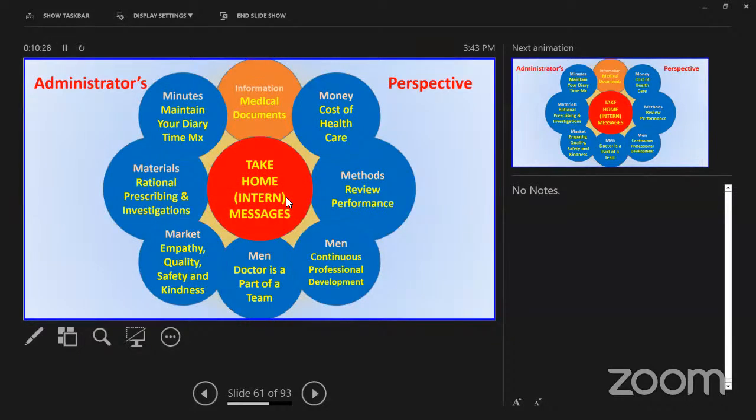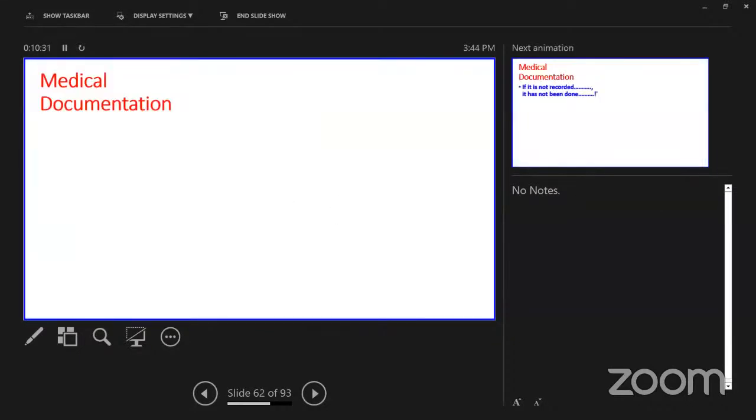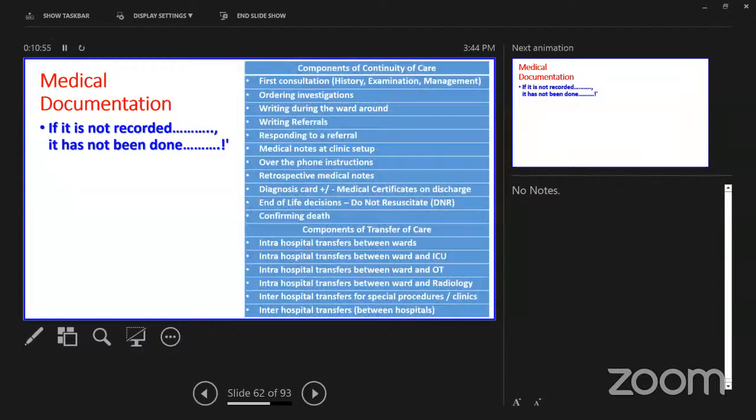Then medical documentation is another important thing during internship. Simply, it is said that if it is not recorded, it has not been done. This is a simple message on medical documentation. If you don't record it in the BHT or whatever the document, it is implied that it has not been done. So make sure whatever you do to a patient is recorded properly.